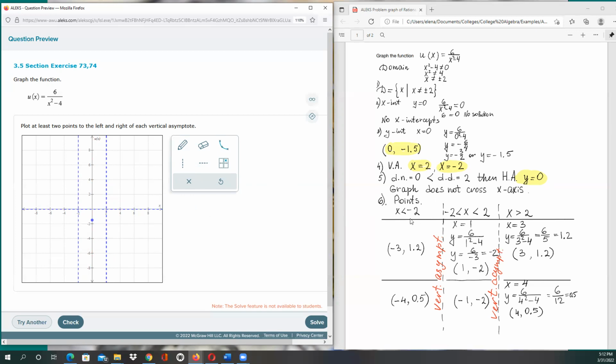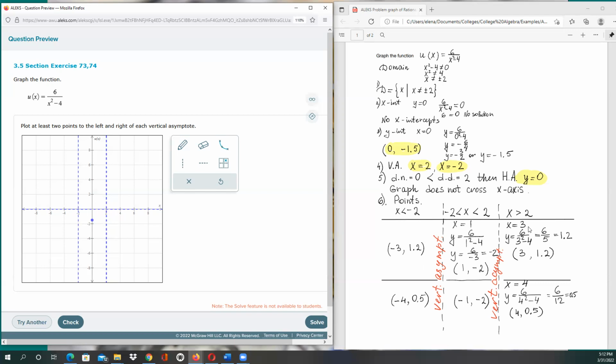And now we need to use several points. So we're going to use at least 2 points in each region: on the left side of the asymptote x equals -2, on the right side of the asymptote x equals 2, and between these two vertical asymptotes. So let's start with the region x greater than 2. We can use any value of x that is greater than 2.